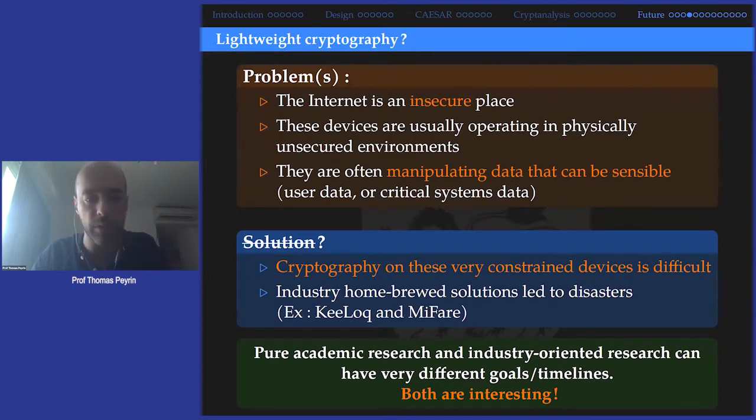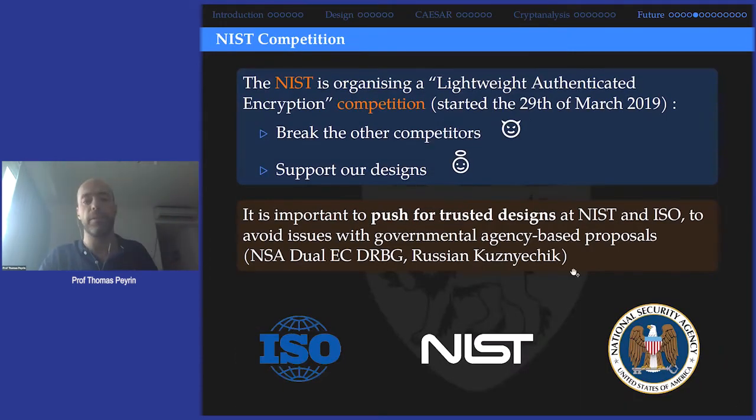Let me go to this one. There's right now a new competition organized by the NIST. The NIST is the American standardization body. It's the one that everybody will be following in cryptography. They created a competition for lightweight authenticated encryption. You already know what authenticated encryption is. And lightweight means you want this to be for only very, very small, tiny, very constrained devices.